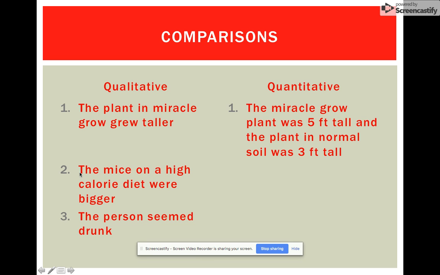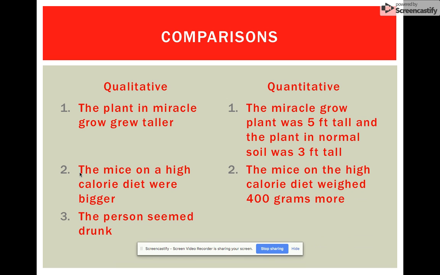Also, we could say that the mice on a high-calorie diet were bigger. Well, let's think about that for a second. Bigger is not a measurement. That's just something you see. Or rather than saying something like the mice on the high calorie diet were chubbier or fatter, we can actually assign a value to that by weighing the mice. And so a quantitative version of that statement would be that the mice on the high calorie diet weighed 400 grams more than the other mice, or maybe the circumference of their belly was 10 centimeters larger than other mice, right? If we are invoking some sort of measurement, that makes it a quantitative statement.